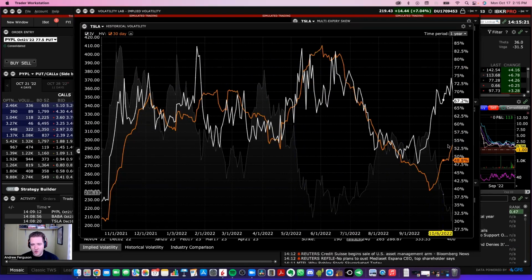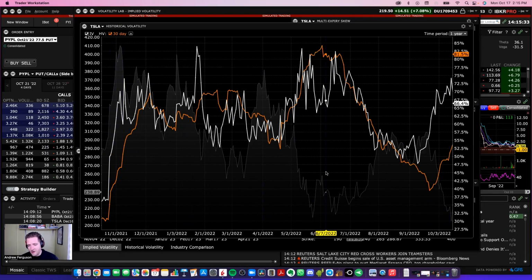This chart is now showing us implied volatility for the past year for Tesla by the white line. It's got the pricing in the gray at the back there. You can see it moving up and down. You can also see the historical volatility plotted there in orange.